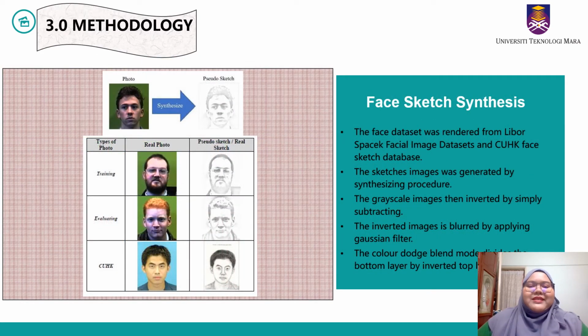For face sketch synthesis, it is a process of synthesizing the real photo into a pseudo sketch photo. The sketch image was generated by a synthesizing procedure, as you can see from the diagram above. The image will be turned into a grayscale image, then inverted by simply subtracting the image. The inverted image is blurred by applying a Gaussian filter. The color dodge blend modifies the bottom layer by the inverted top layer, and the result produced you can see in the table, showing the real photo and the pseudo sketch.